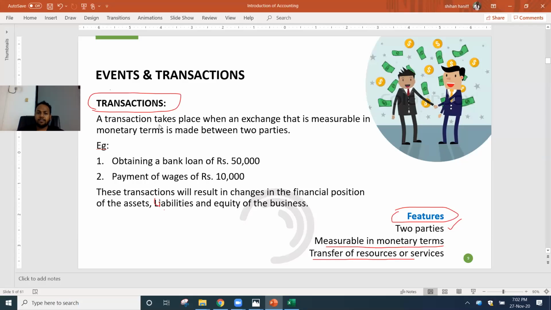So a transaction takes place when there is an exchange. For example, obtaining a bank loan: you take a loan and you have to repay that. When you sell goods, you give stock and you get money. It is an exchange that is measurable in monetary terms, with a rupee value, rupees and cents, made between two parties. If these three conditions are satisfied, we call it a transaction.